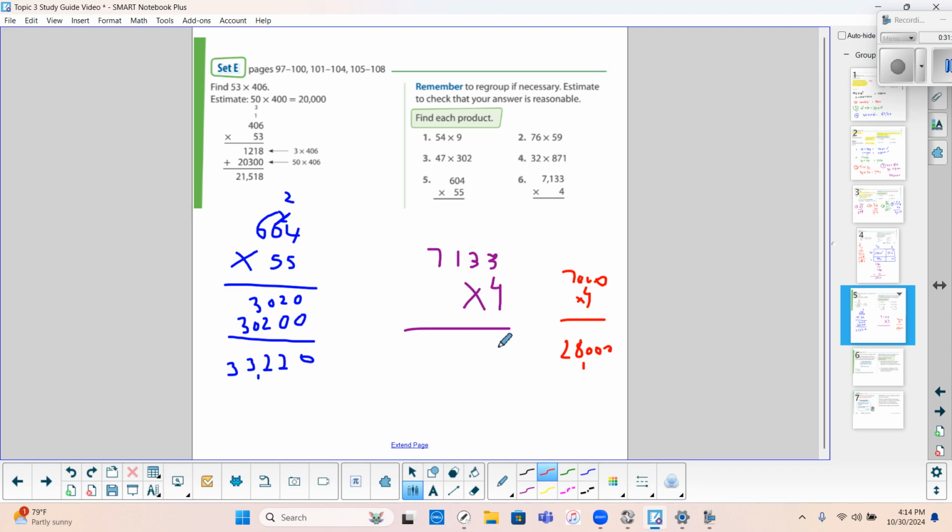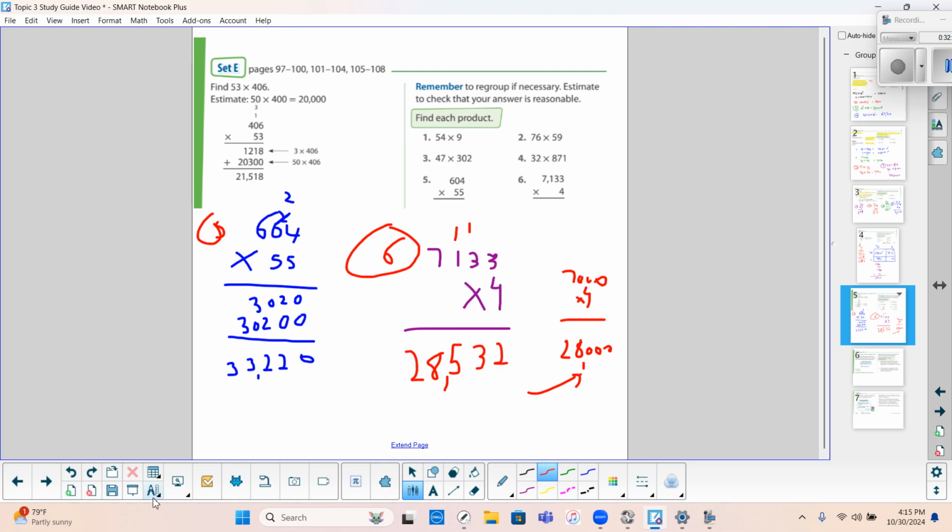4 times 3, 12. Carry the 1. 4 times 3, 12 plus 1 is 13. Carry the 1. 4 times 1 is 4, plus 1 is 5. 4 times 7 is 28. So the actual answer is 28,532, which is pretty close to our estimate. Once again, this was number 5, and this was number 6. All right, hope that helped.